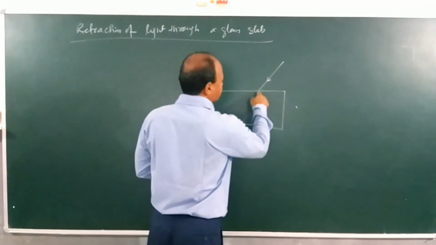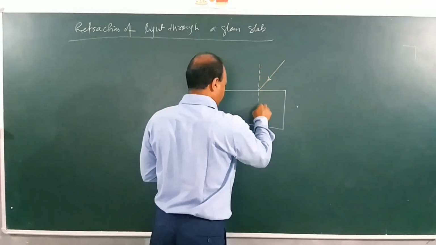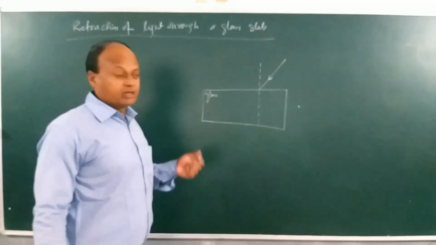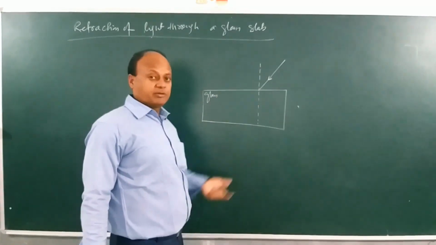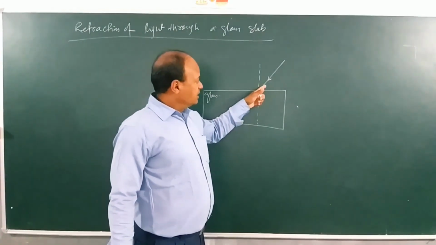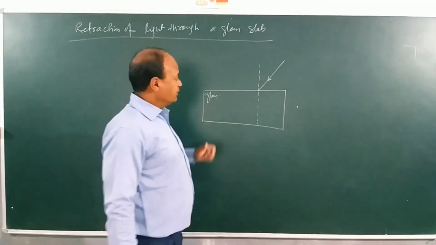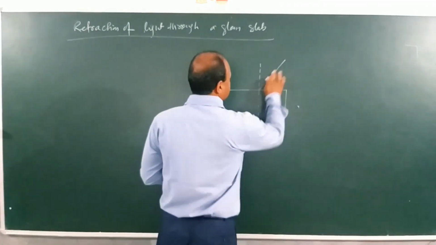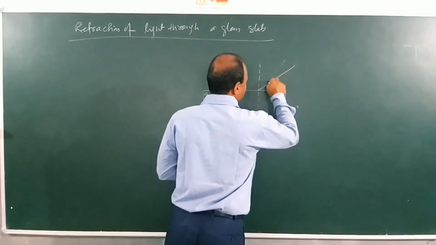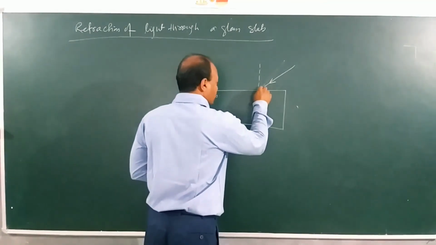At this point of the incident, children, we draw a normal. Because normal is important. We have to calculate what is the angle of incidence, what the angle of refraction. This ray is traveling from a rarer to a denser medium. Then you know that this ray is bending towards normal. Let's make this angle a little bit large angle. It will be easy to trace. Now this ray is bending towards normal.